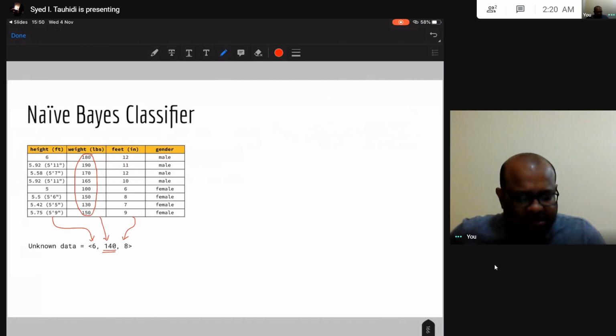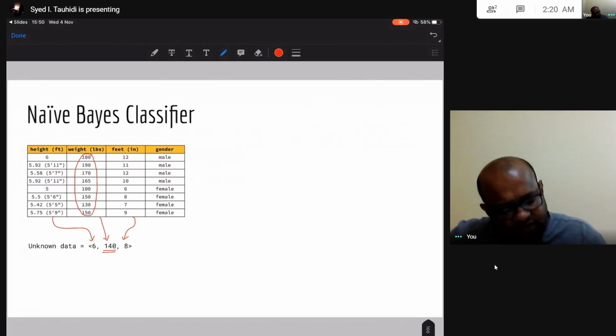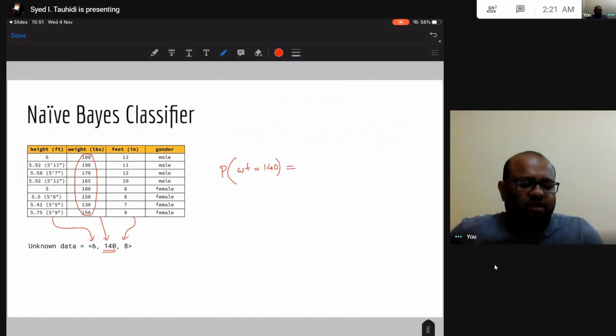Say I have to make a prediction of the probability of weight equal to 140. Exact probability is not something that we are going to find here. Since it is continuous, there are lots of theories behind this. We will not go into those. So the exact probability of 140 is going to be 0, but we are going to see the probability around that area.